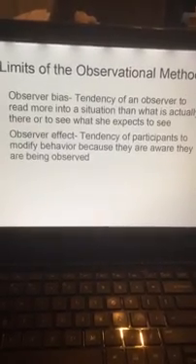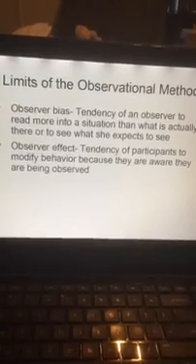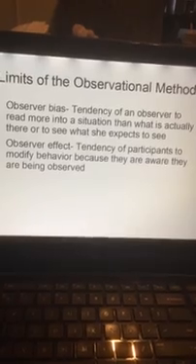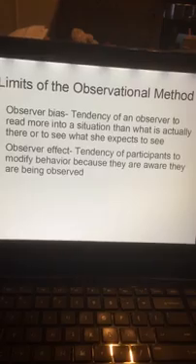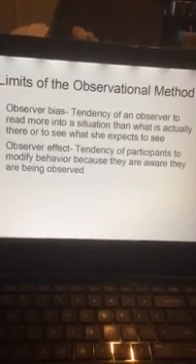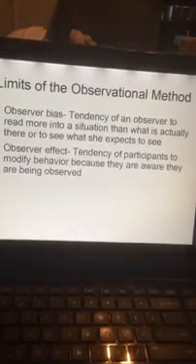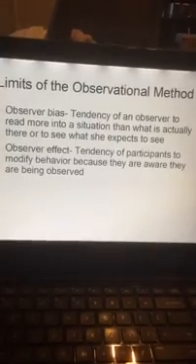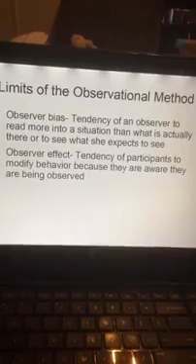Then the observer effect. This is a tendency of participants to modify behavior because they are aware they are being observed. If you are doing the observational method of research, your job is to make yourself as invisible as possible. Here's why. People tend to act differently when they are being observed. It's just the way I see it. When I used to work with people in homes, I spent a lot of my time sitting and observing before implementing a treatment plan. One of the main things I noticed is that the kids would act a certain way at first when I was there.